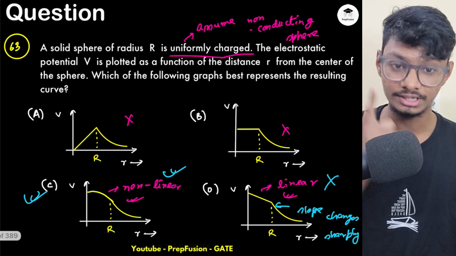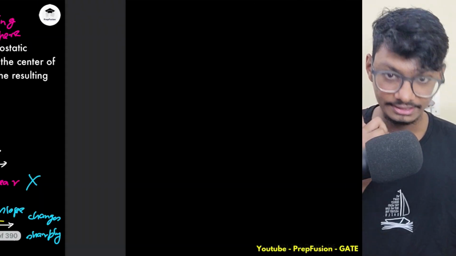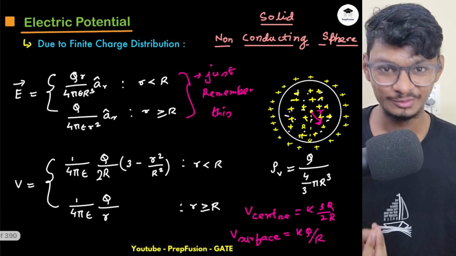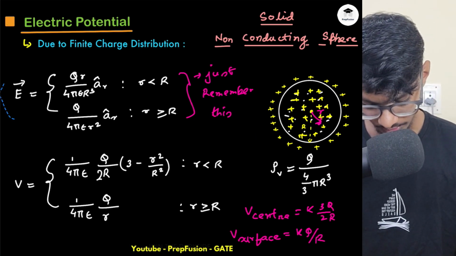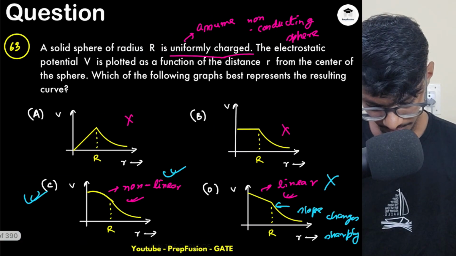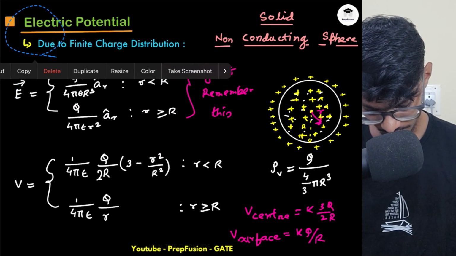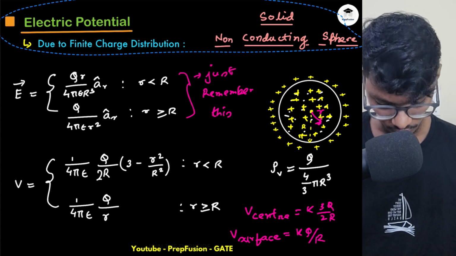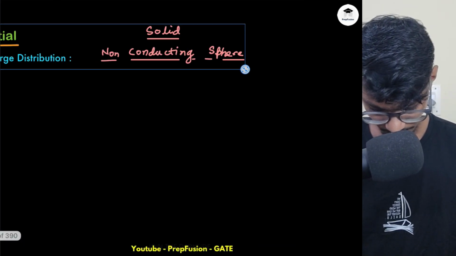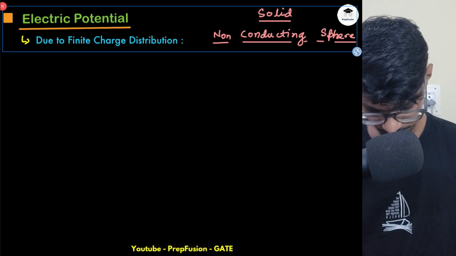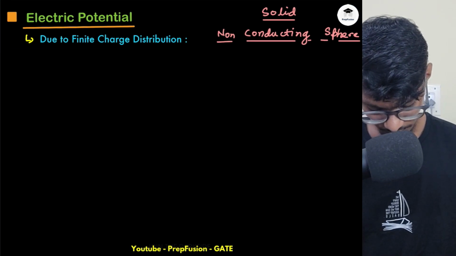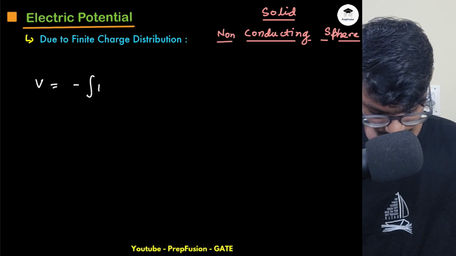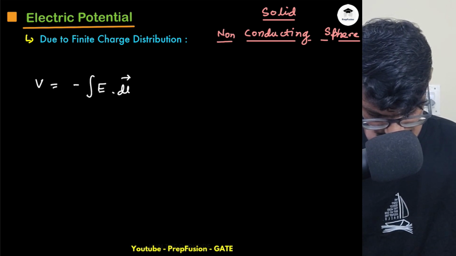Now I will explain how you can derive the electric potential expression from the electric field. We will use a basic formula only. I know the electric field inside, so how do I compute it inside a non-conducting sphere? For a conducting sphere it will be the same as a hollow sphere, everything will be the same. So what will I do? I know the basic expression: minus integral of E dot dl.